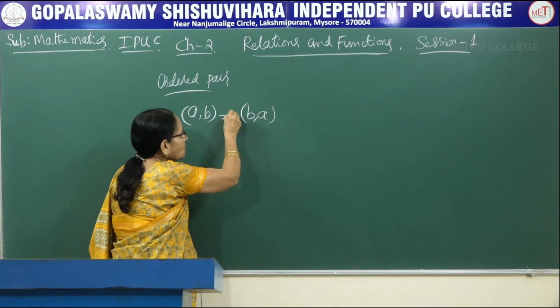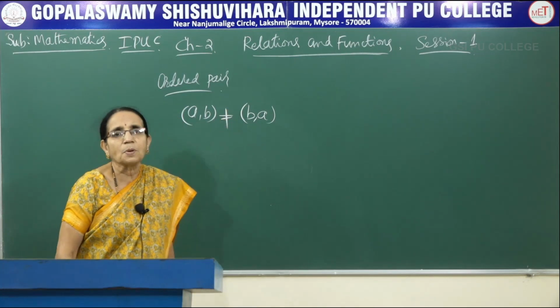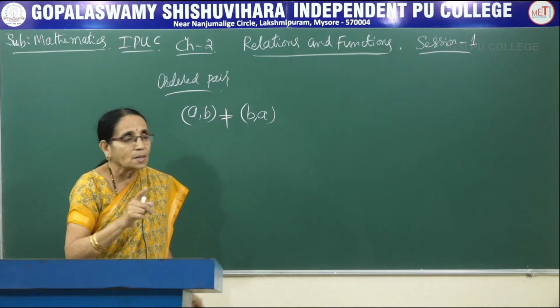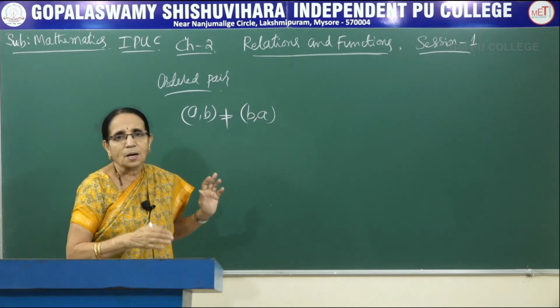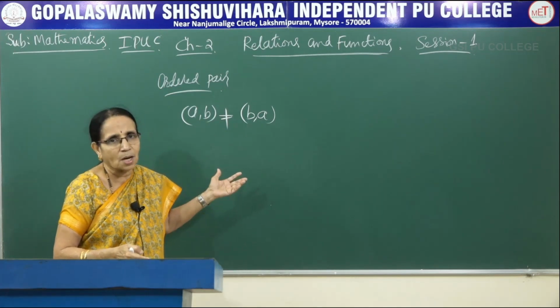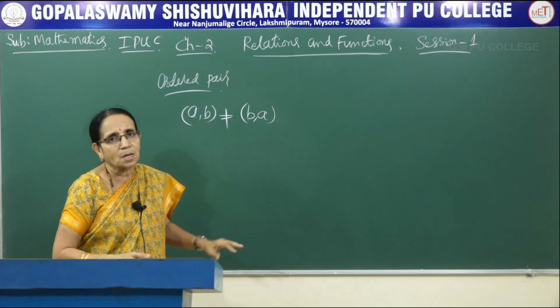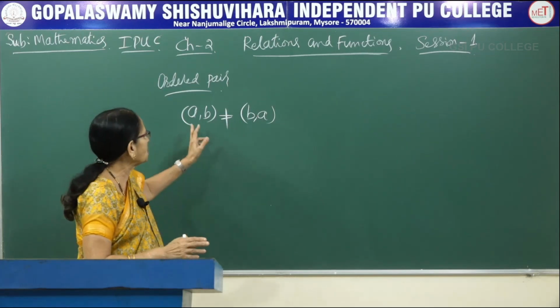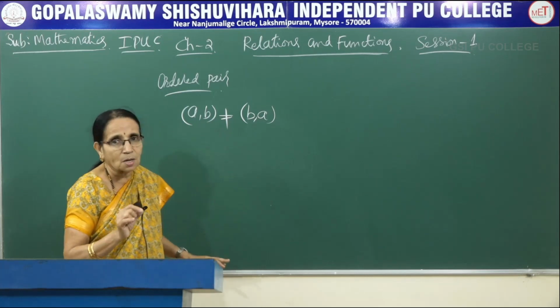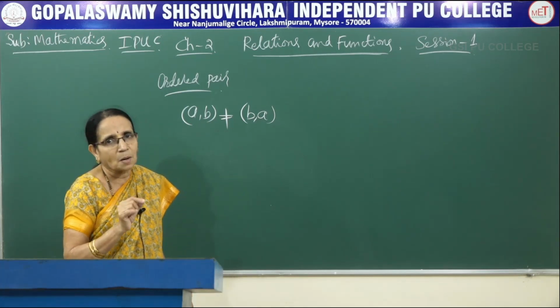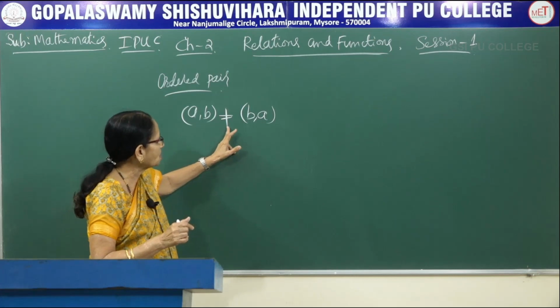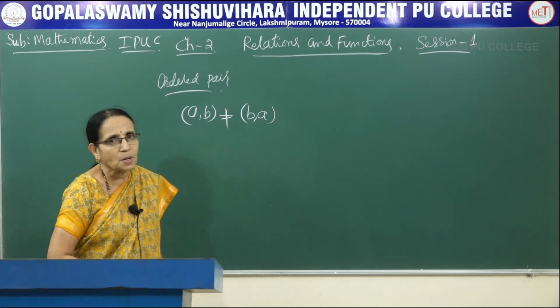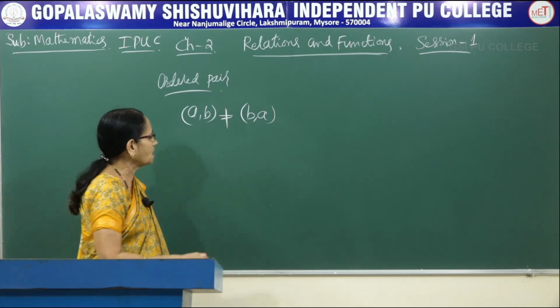Therefore, (a, b) cannot be equal to (b, a) unless a is equal to b. If they are equal to each other, then I can write (a, a) equal to (b, a). When a and b are two different quantities, (a, b) in general cannot be equal to (b, a), or (a, b) is not equal to (b, a) unless a is equal to b. We can say it like that. I will give an example.